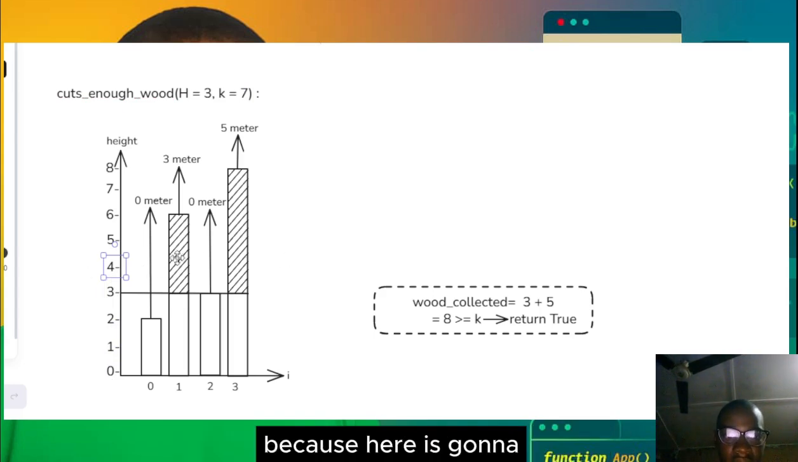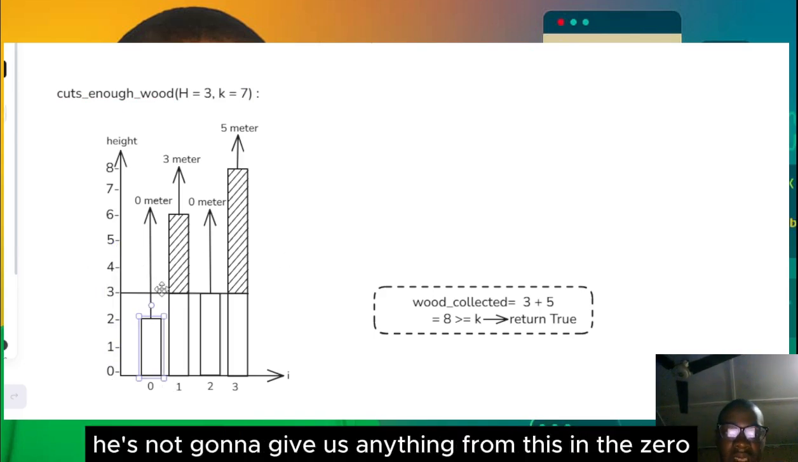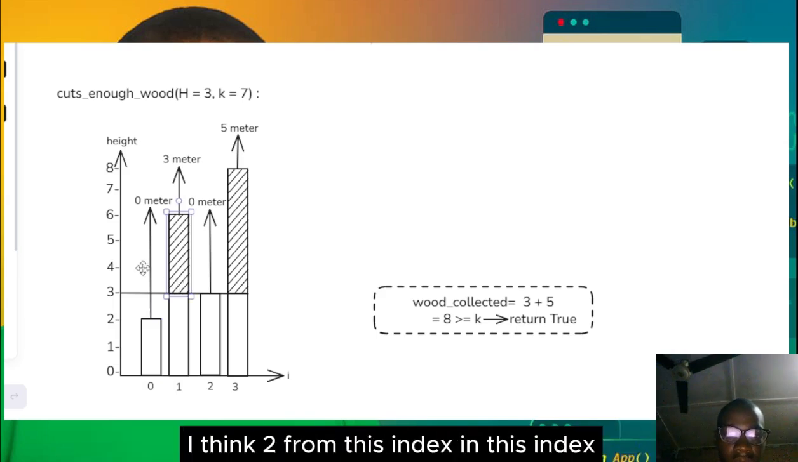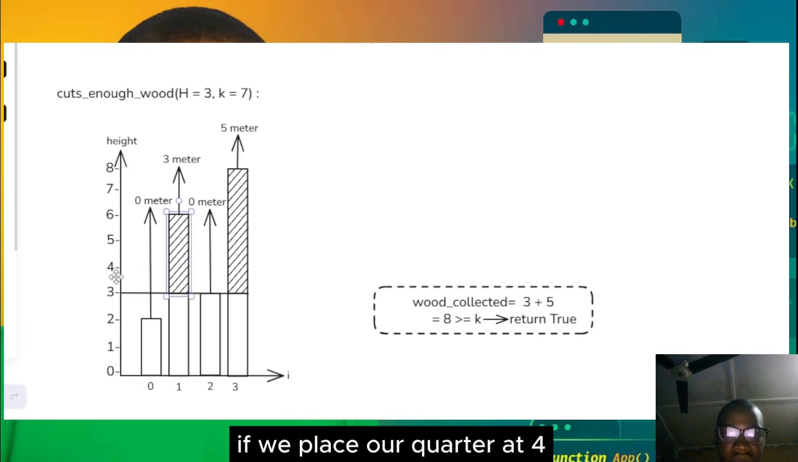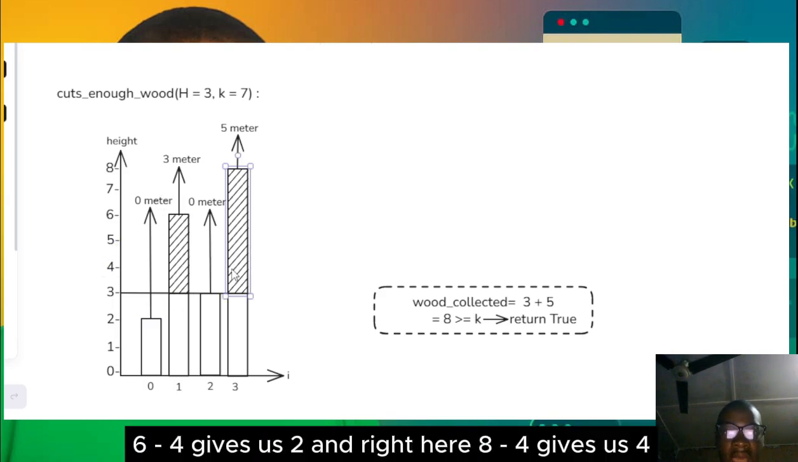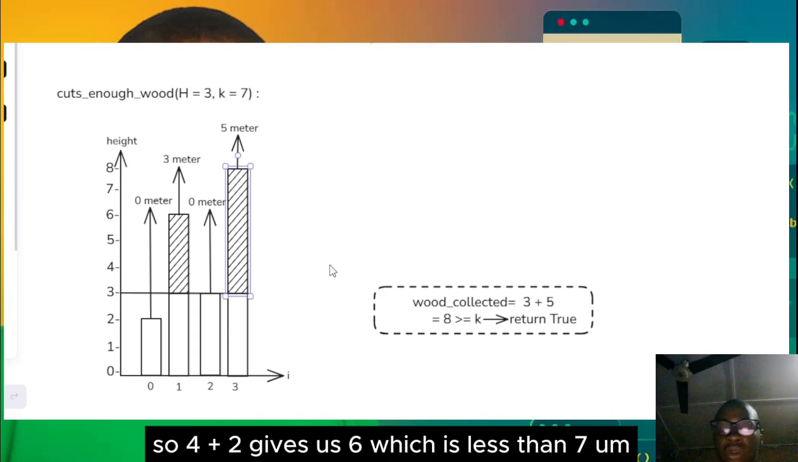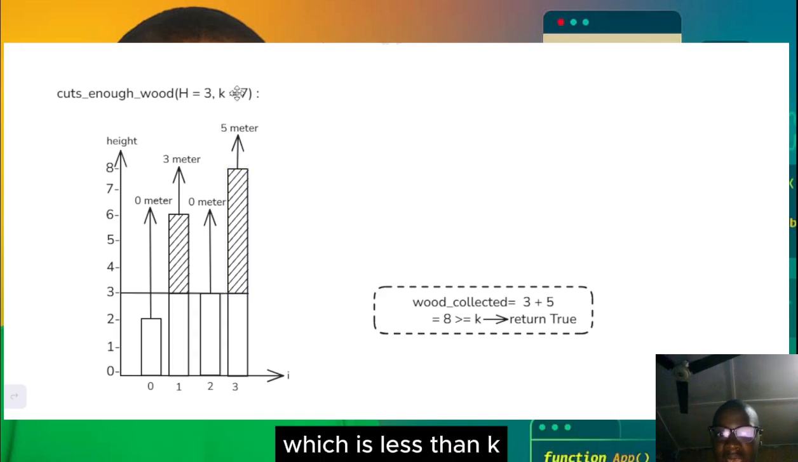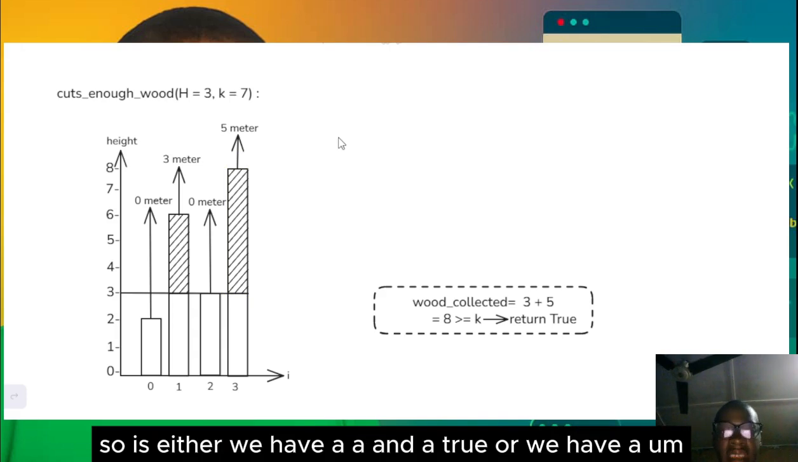Why? Because here it's not going to give us anything from this index 0. It's going to give us, I think, 2 from this index. If we place our cutter at 4, 6 minus 4 gives us 2, and right here 8 minus 4 gives us 4. So 4 plus 2 gives us 6, which is less than 7, which is less than k.